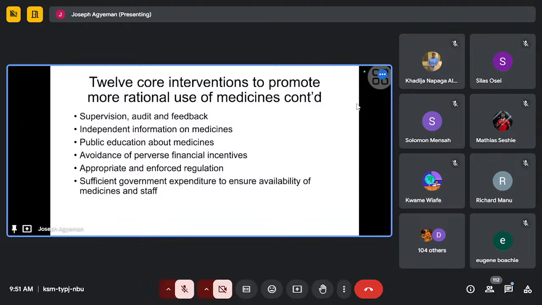Yes. This normally will come from the drug information unit. You don't rely on information from medical reps. They are handling their own brands, so they are likely going to be biased. So we need a lot of drug information units.